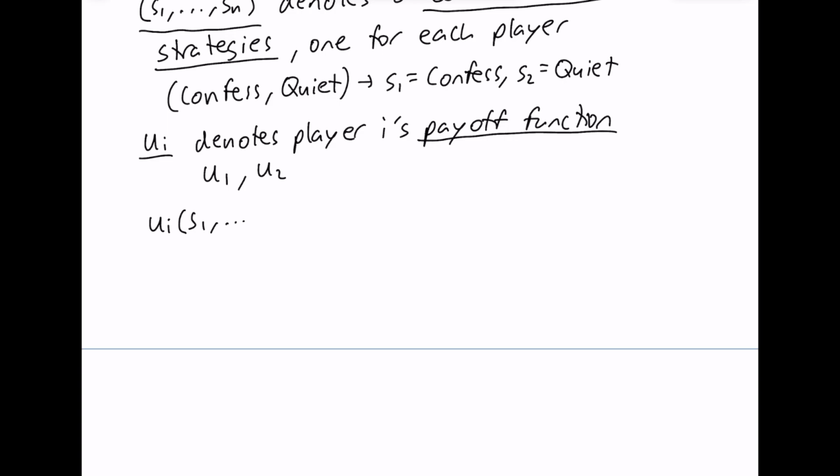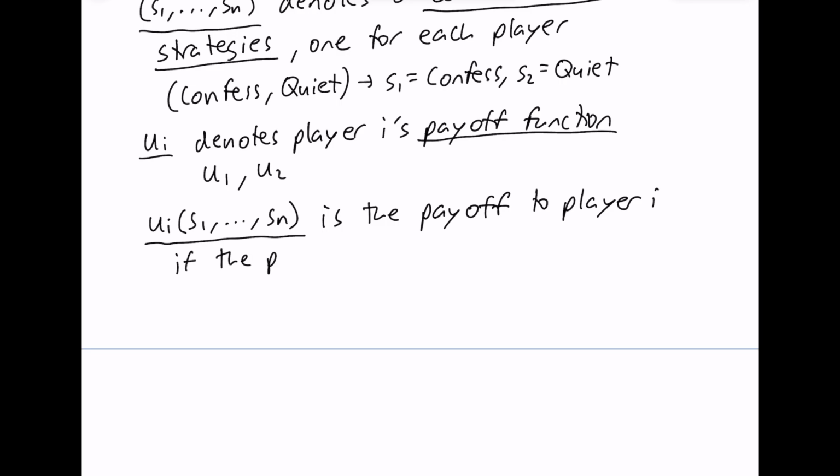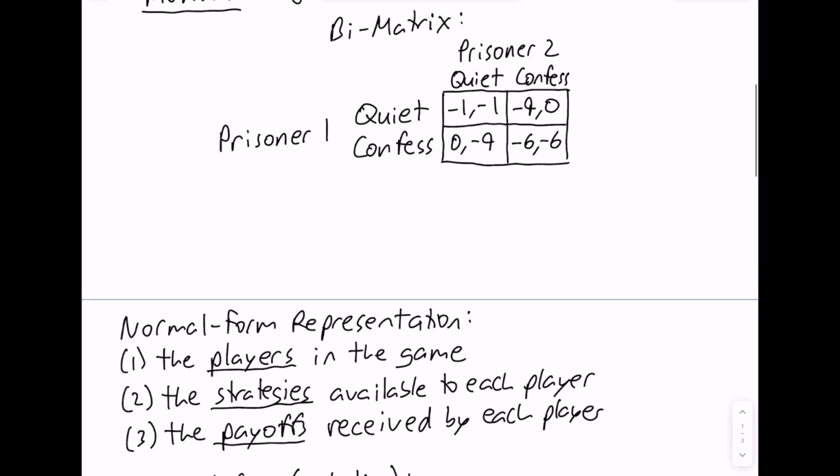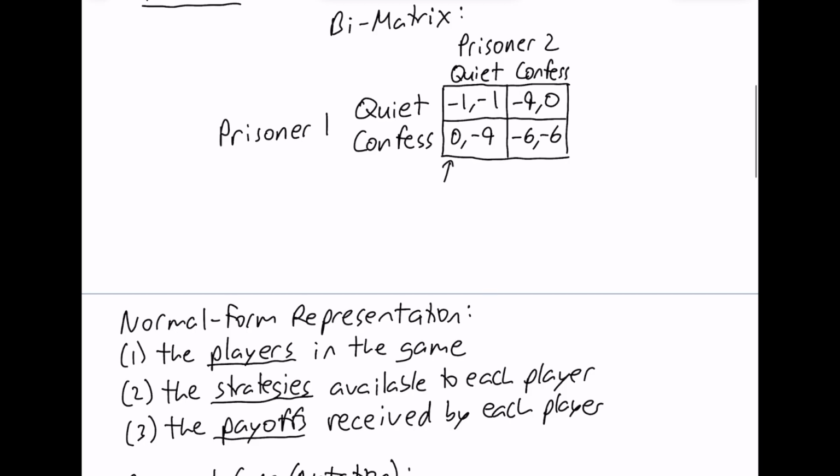Ui of s1 to sn is the payoff to player i if the players choose strategies s1 to sn. So, for example, if I wrote U1 of (confess, quiet), this would indicate the payoff to player 1 when player 1 chooses confess and player 2 chooses quiet. So if we take a look at our bimatrix, the payoff to player 1 if player 1 chooses confess and player 2 chooses quiet is right here. It's going to be equal to 0.